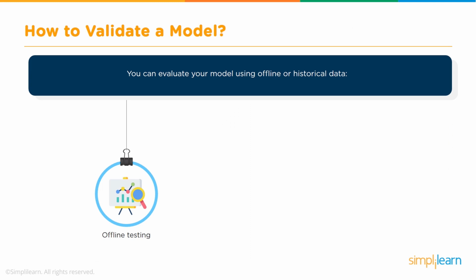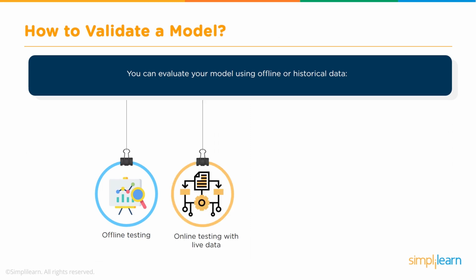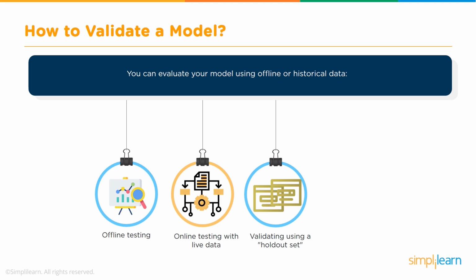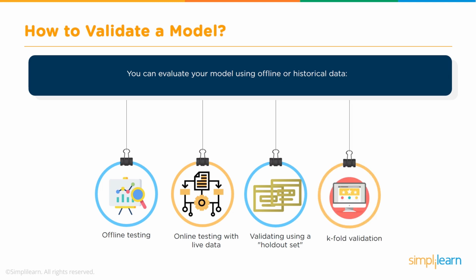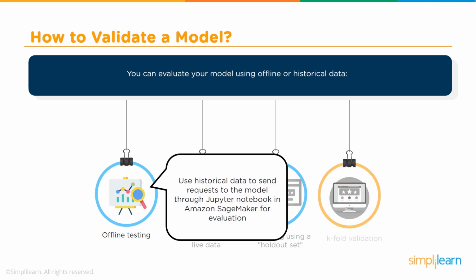Now, how to validate a model? Let's look into it. So you can evaluate your model using offline or using the historical data. So first thing is that you can do the offline testing to validate a model. You can do an online testing with the live data. So if you have a live data coming or real-time streams coming, you can validate a model from there itself. You can validate using a holdout set, and also you can validate using the k-fold validation.